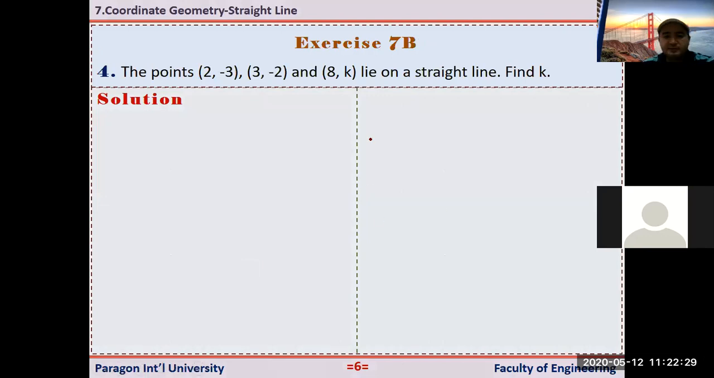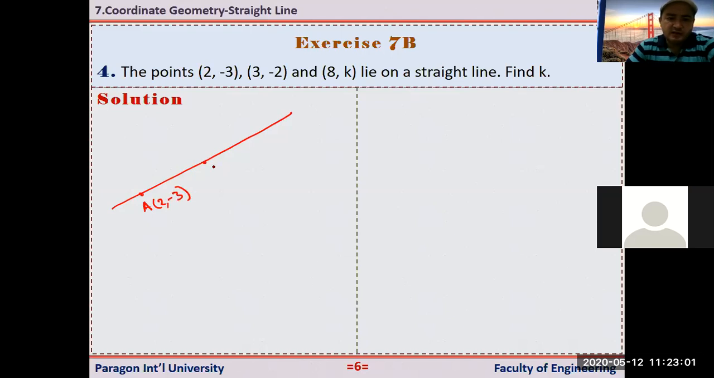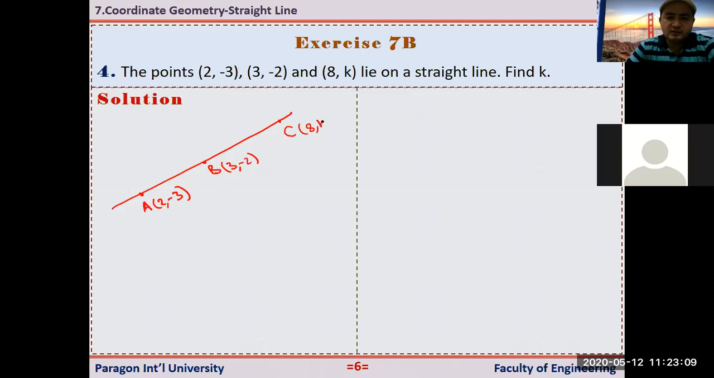So one example, this is a very important example. It's a kind of basic idea to write the equation of a straight line. That's why I put it here. The points (2, -3), (3, -2), and (8, k) lie on a straight line. Find the value of k. Okay, so we are given this kind of straight line. Let's say this one is A, whose coordinates are (2, -3), and here we have B, whose coordinates are (3, -2), and this one is C, whose coordinates are (8, k).